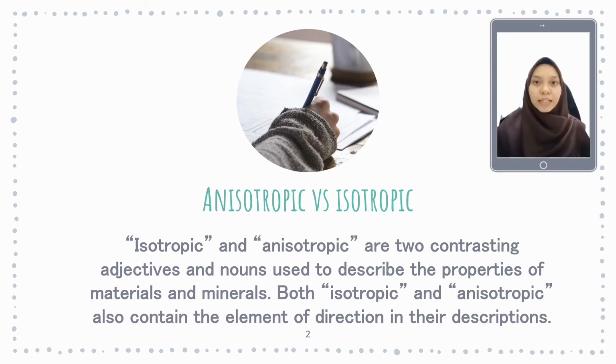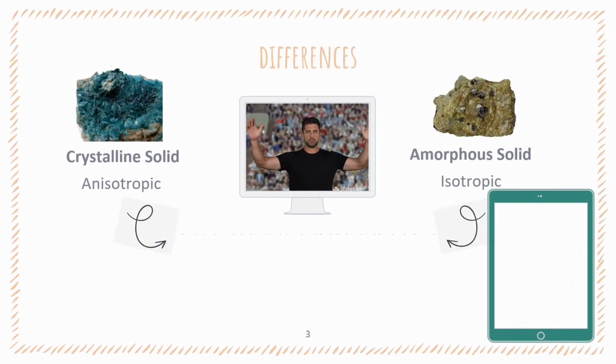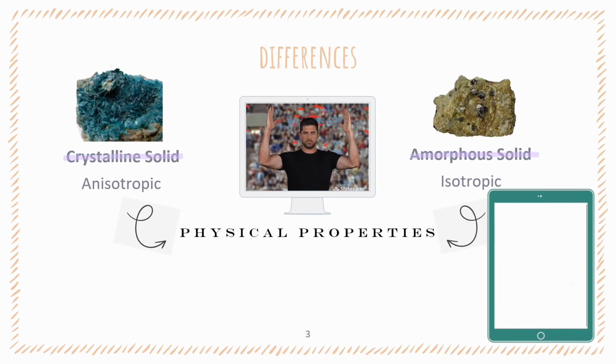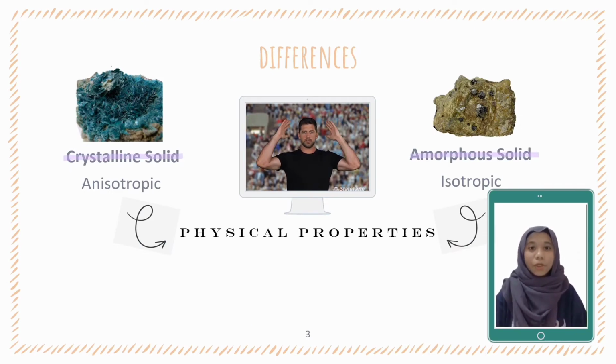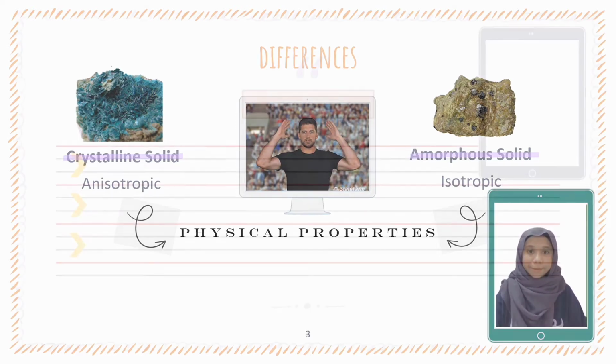Isotropic is independent of direction, while anisotropic materials are highly dependent on the direction. Amorphous solids are said to be isotropic, and crystalline solids are said to be anisotropic for their physical property measurement.